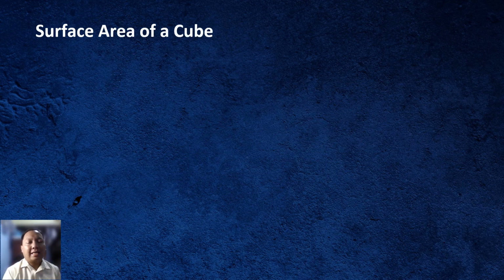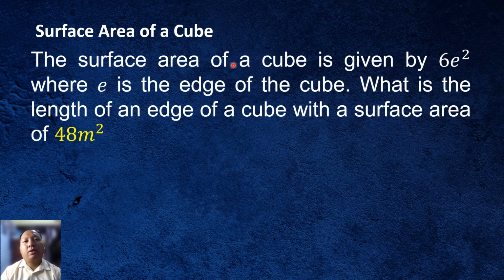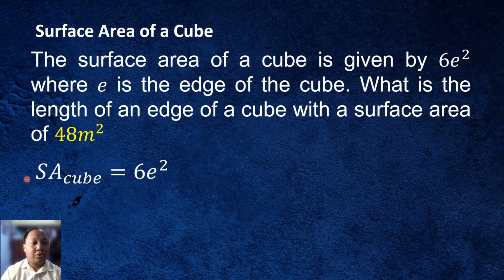Now, for our last type of problem is the surface area of a cube. The surface area of a cube is given by 6e squared, where e is the edge of the cube. What is the length of an edge of a cube with a surface area of 48 square meters? Ang maganda sa mga problem na to ay may formula na. Nakalagay diyan, yung surface area daw ng cube ay 6e squared. So, hahanapin natin yung value ng e.